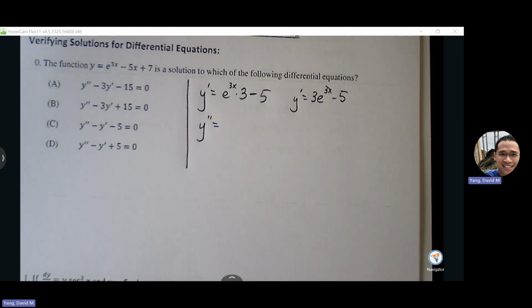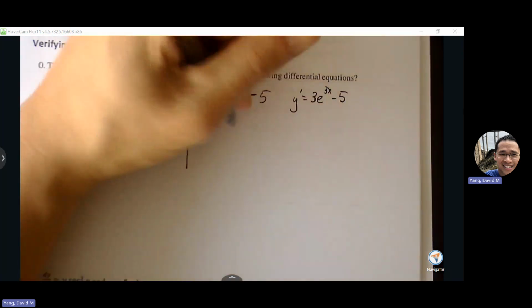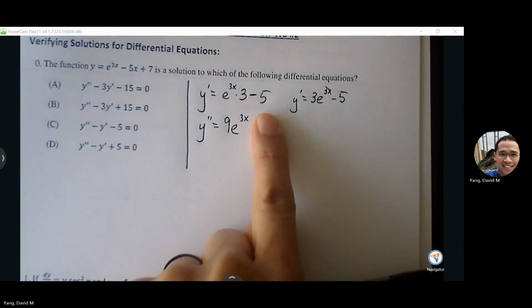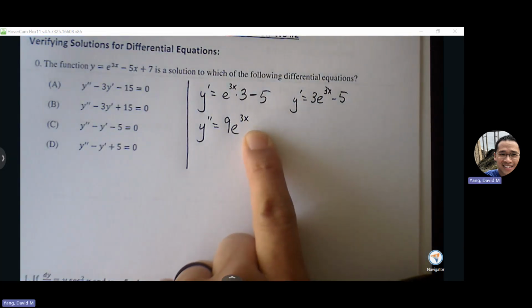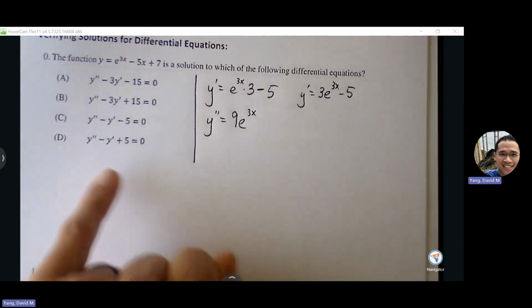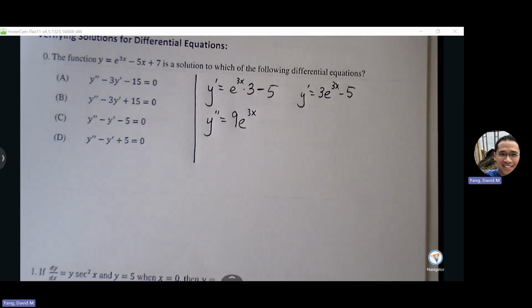So 3e to the 3x times 3, e to the u times u prime. We have another set of coefficient, and that's going to multiply with a 3 in front. And the 5 goes to a 0, right? So now we just have to play with this and test them, right? Which one is going to be the one that's going to work?